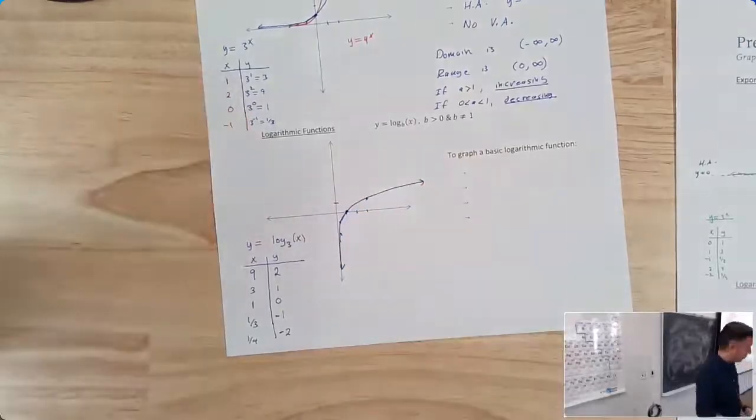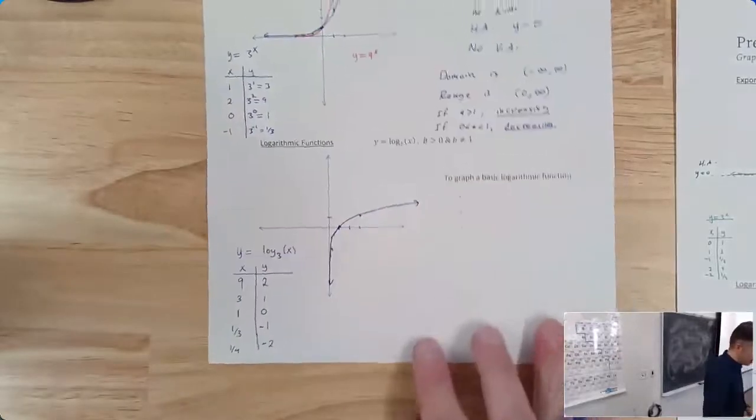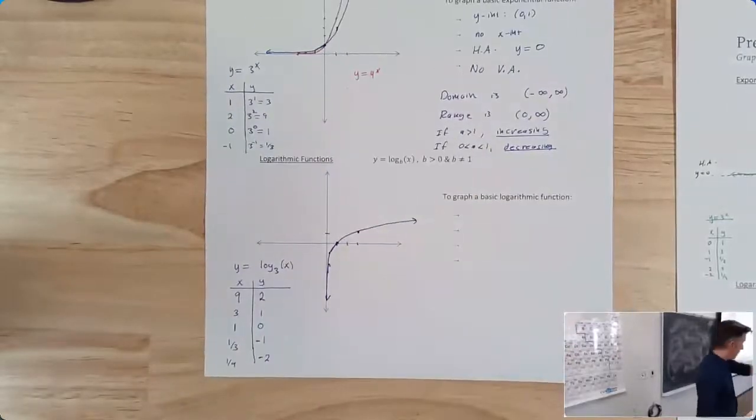You've got a vertical asymptote at the y-axis. Yeah, question. So that's a, you know what? That's a really good question.